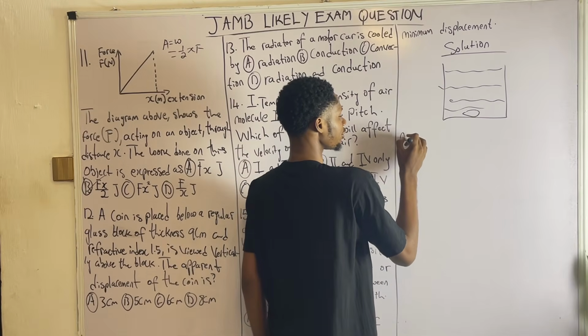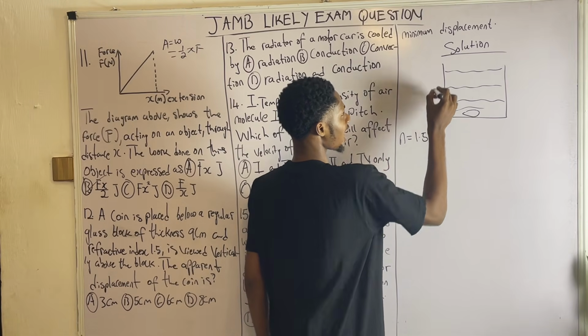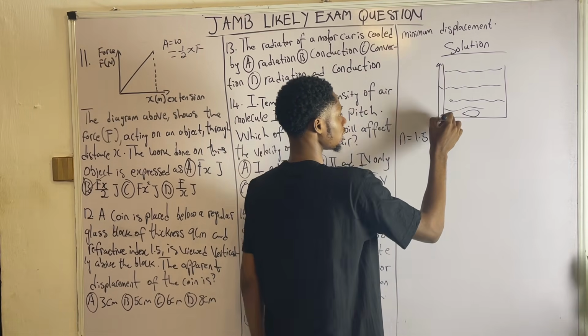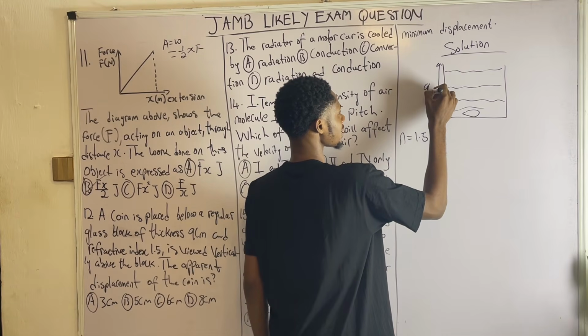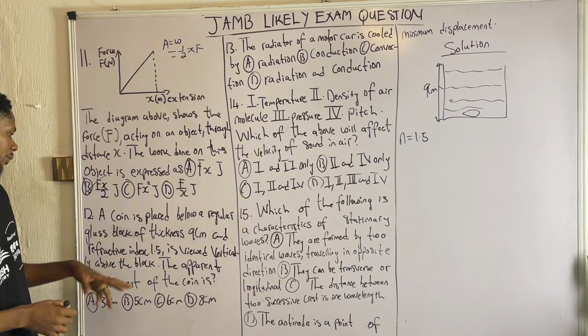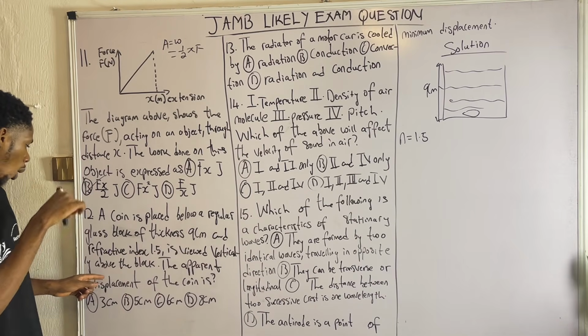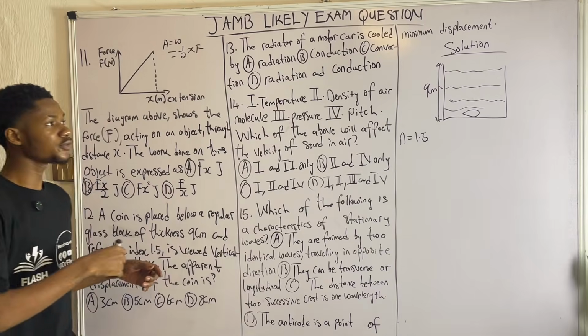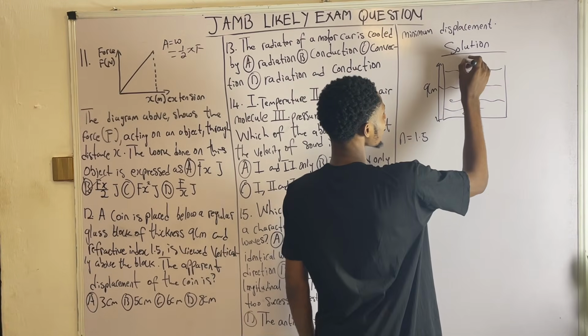So we have refractive index equal to 1.5, and thickness, that is from top to bottom, is 9 cm. And then it is viewed vertically upward above the block. The coin is viewed vertically above the block. So let's say there is an eye like this.